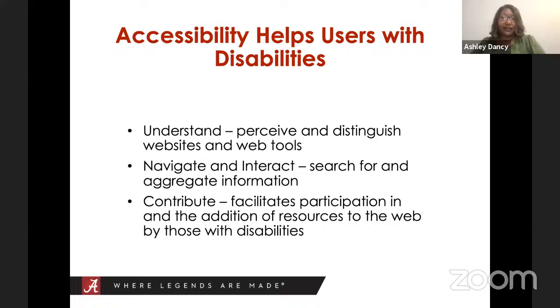And finally, it allows for contribution for people with disabilities. It facilitates participation in and the addition of resources to the web by those with disabilities. So when you have an accessible website and accessible web tools, you are allowing those with disabilities to add to the web, to design websites, to work on different aspects of their ability to create this design and create videos, and it gives them the opportunity that we want for everyone, which is to join us on the web and create things.